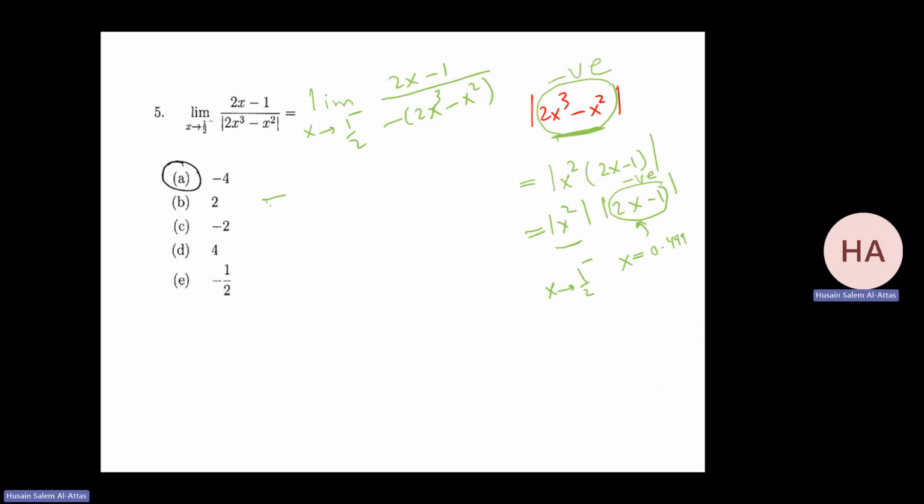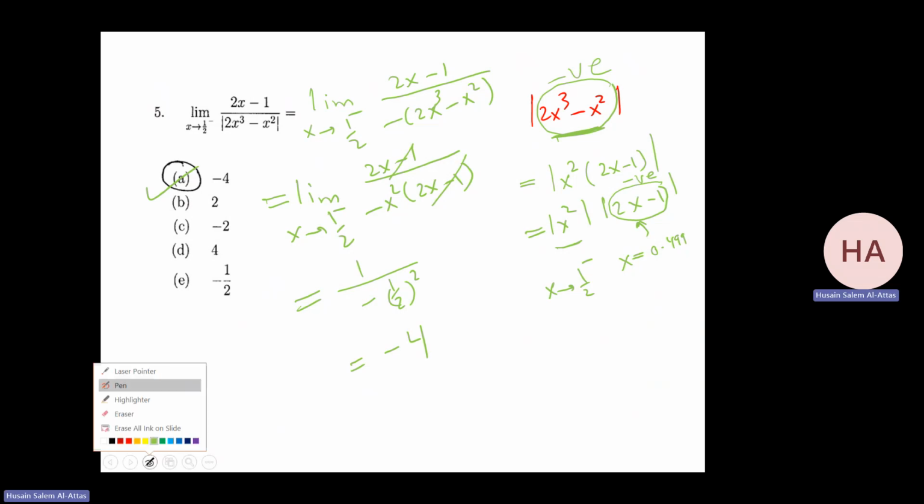Now I do the calculation. That will be the limit as x goes to half from the left. I have 2x minus 1 minus x squared, 2x minus 1. This is cancelled. And you have what? 1 over minus 1 over 2 squared, which is 1 over 4. So it goes up, so it's minus 4. That will be my answer. Okay. I wish it's clear.